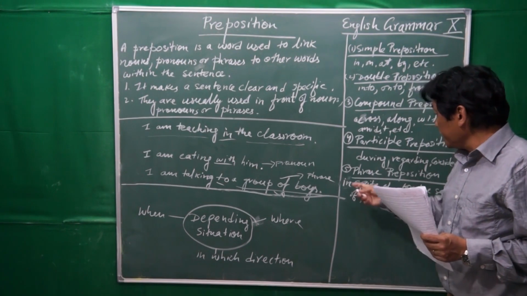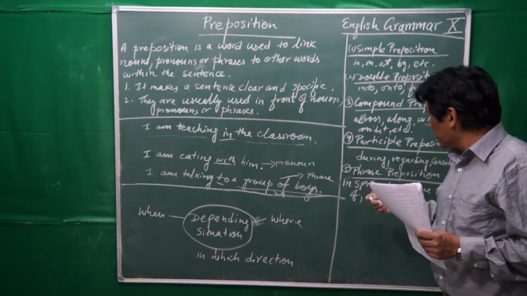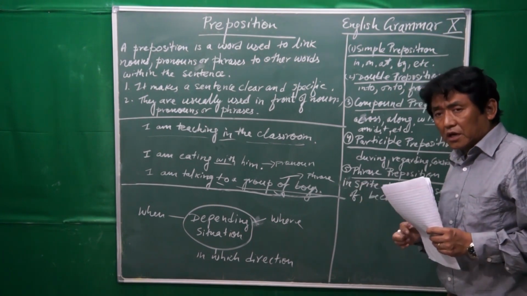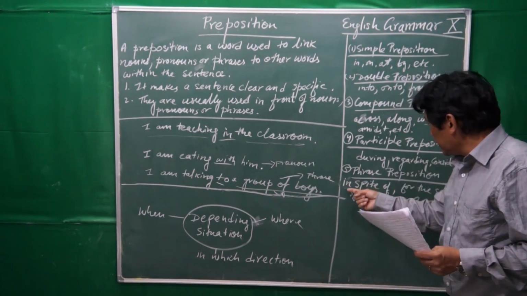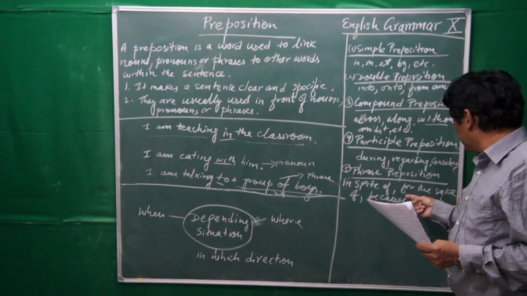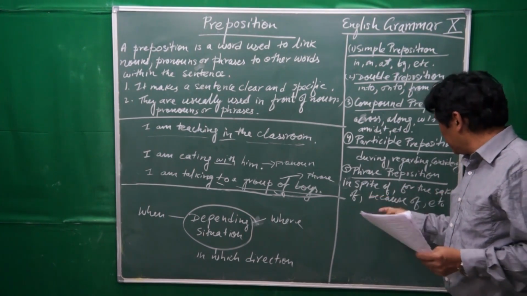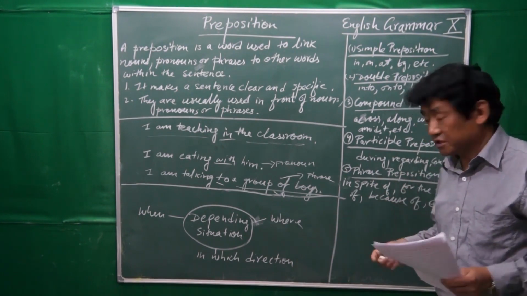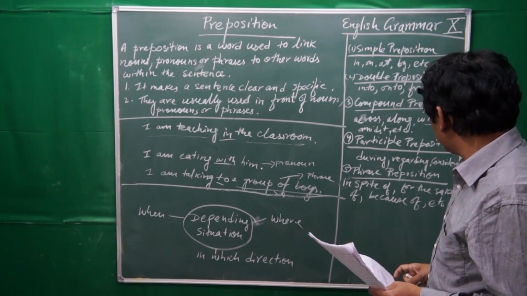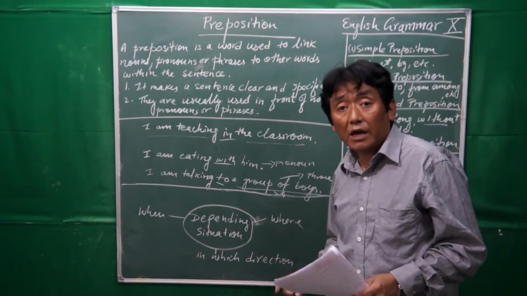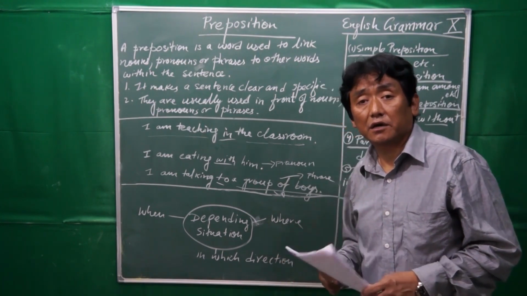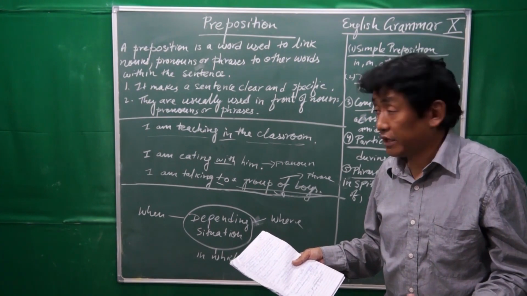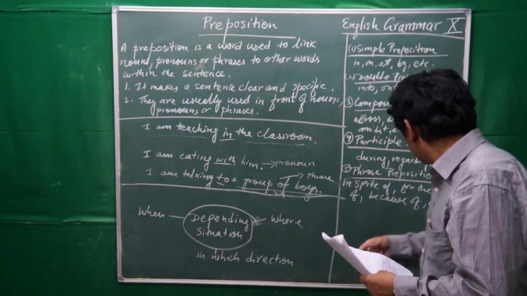Okay? Then at the fifth, we have phrase preposition. A phrase means a group of words, right? In spite of, for the sake of, because of, etc. There are more. I have written this much just now. In spite of, for the sake of. You have to study hard for the sake of your nation. That is what we can write. We can write so many sentences using this.